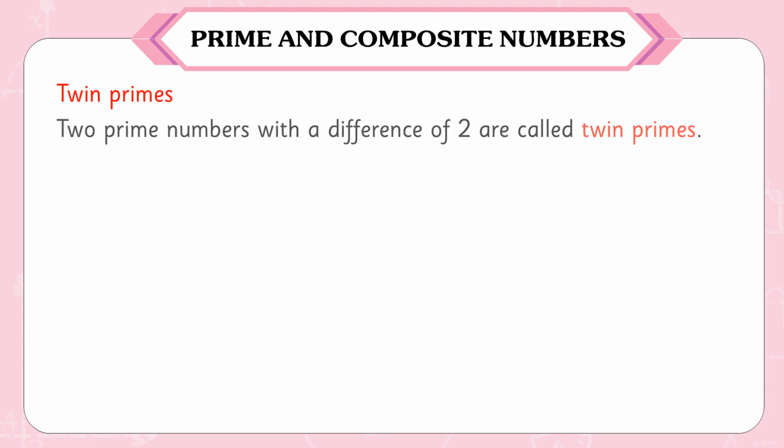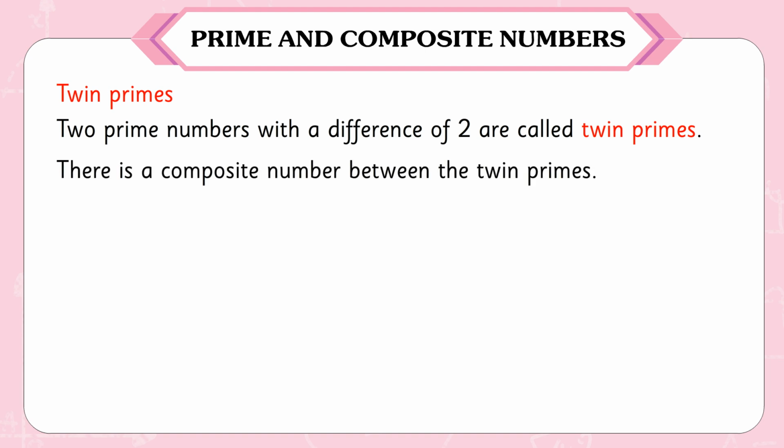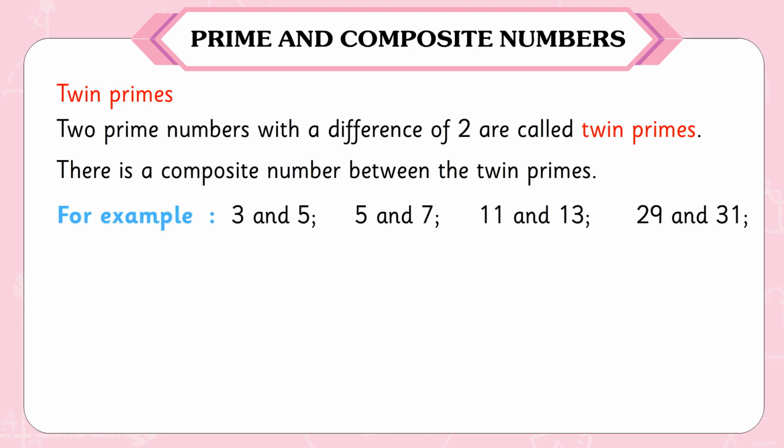Twin primes. 2 prime numbers with a difference of 2 are called twin primes. There is a composite number between the twin primes. For example, 3 and 5, 5 and 7, 11 and 13, 29 and 31.